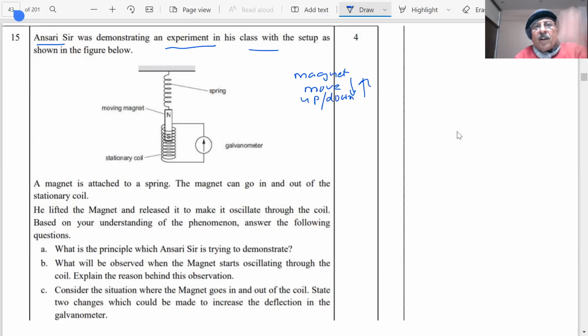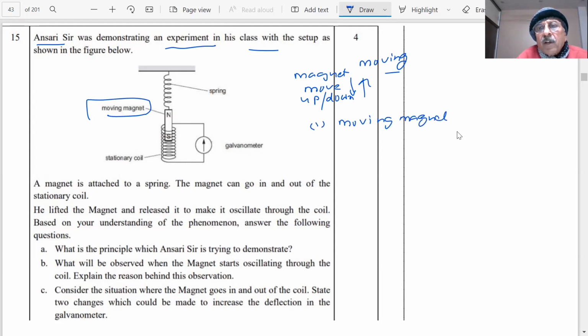You know, with a spring, what can happen? Moving magnet, as we said, the magnet is moving, and there is a stationary coil. So here you have a moving magnet. Note down everything in your mind. You have a stationary coil, student. Then this is a north pole, this is a south pole.